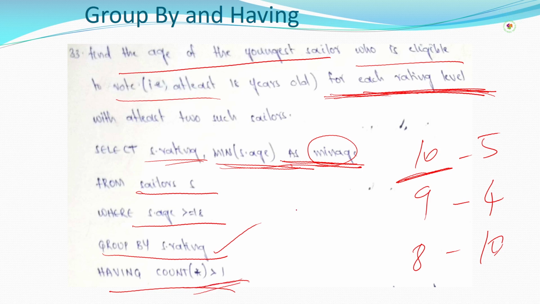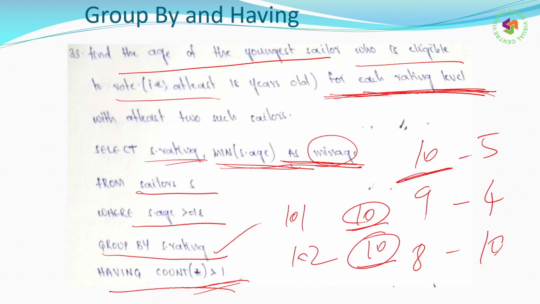So employee 101 got 10, and the next, 102, also got 10. So count of star greater than 1. For rating 10, how many employees got it? If 2 employees got it, or 3 employees, whatever the number may be, count of star greater than 1. If more than 1 employee got rating 10, then you can take that as a group.